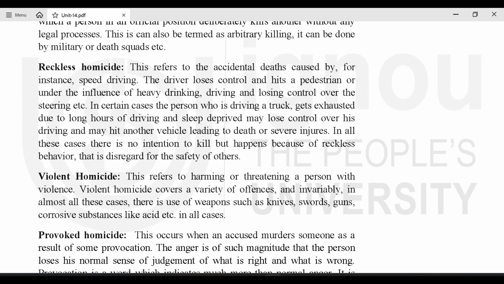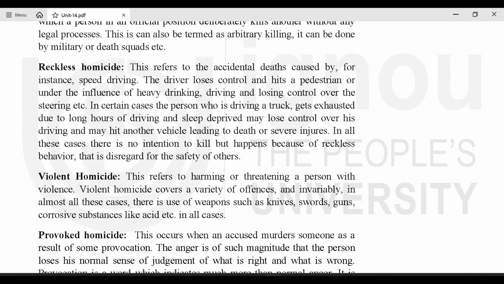Reckless homicide. This refers to accidental deaths caused by, for instance, speed driving. The driver loses control and hits a pedestrian, or, under the influence of heavy drinking, loses control over the steering, etc. In certain cases, the person who is driving a truck gets exhausted due to long hours of driving and sleep deprived, may lose control over his driving and may hit another vehicle, leading to death or severe injuries. In all these cases there is no intention to kill, but it happens because of reckless behavior, that is, disregard for the safety of others.